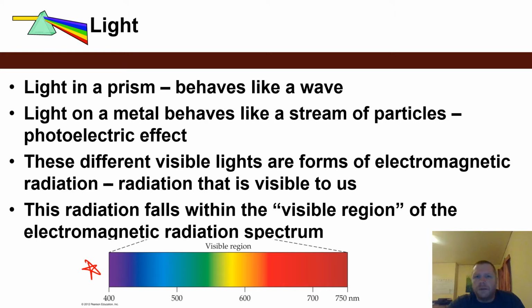Now, these different visible lights, when you think about it from a prism, these different visible lights are forms of electromagnetic radiation. This is the type of radiation that is visible to us, so that's why this is known as the visible region. This radiation falls within the, quote, visible region of the electromagnetic radiation spectrum.